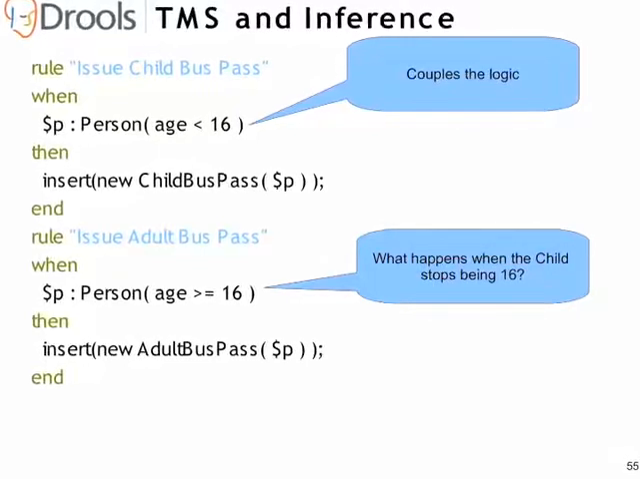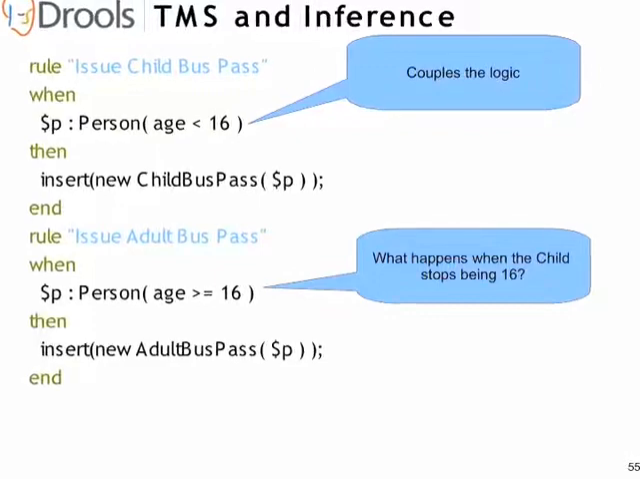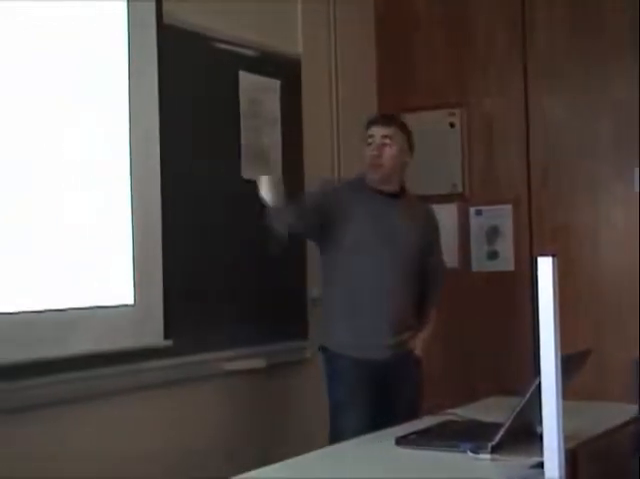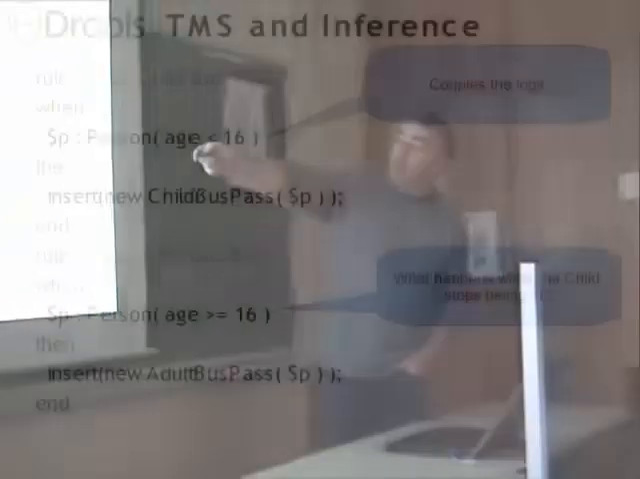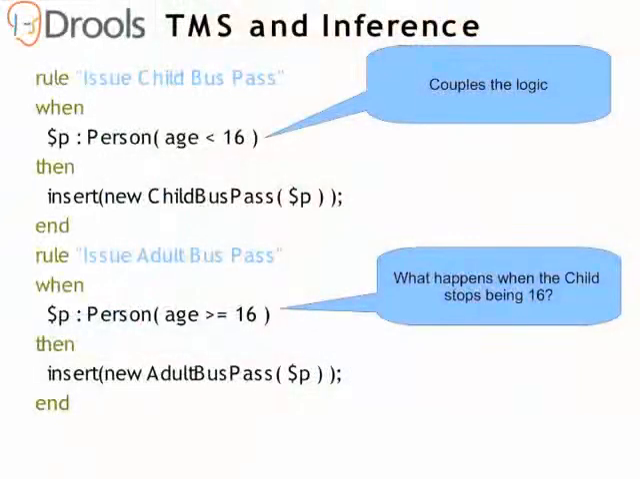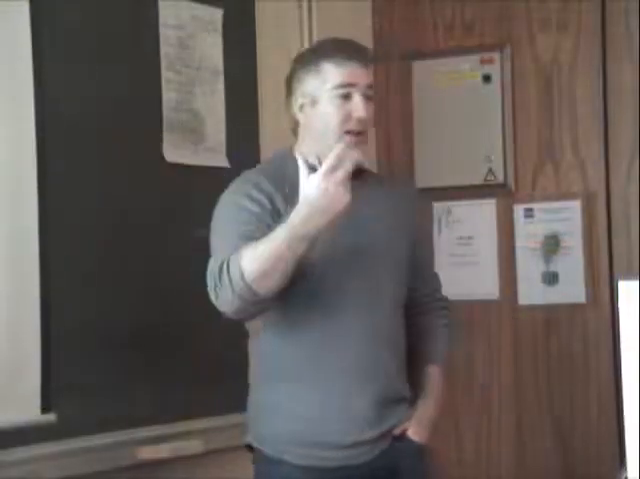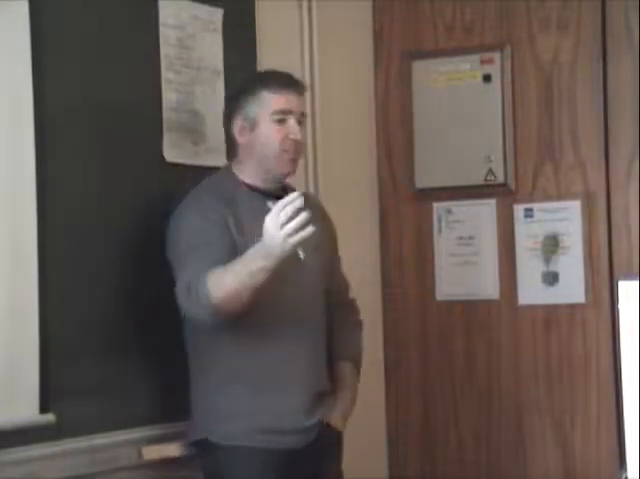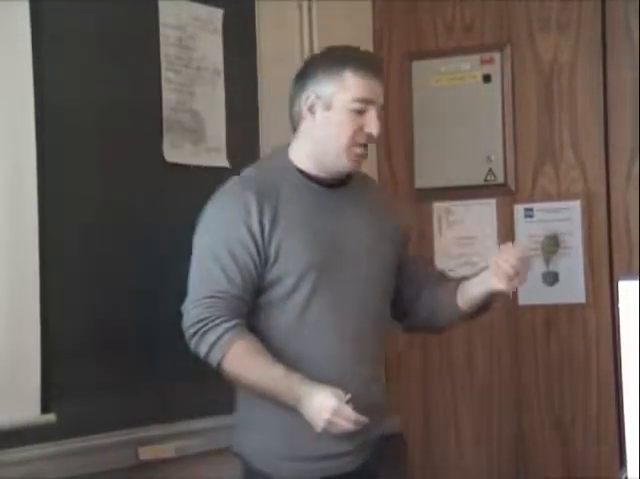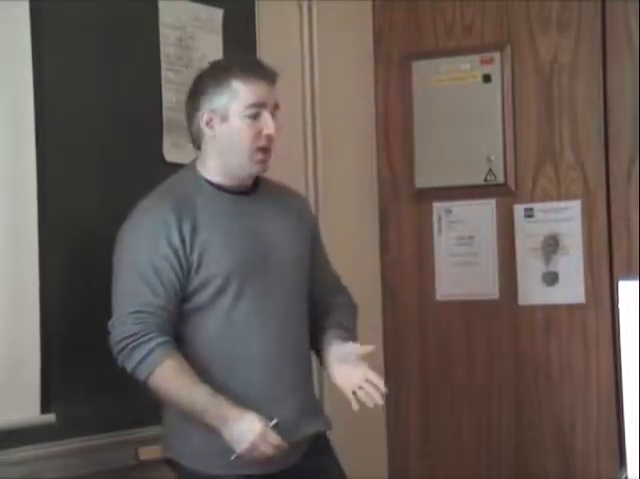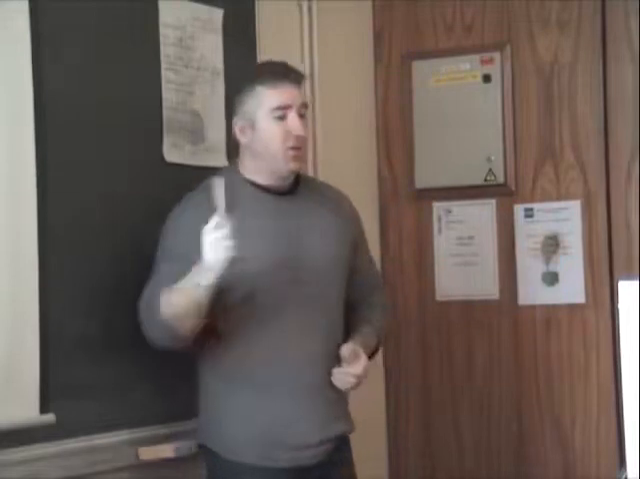So let's go through an example about issuing bus passes. So children have bus passes, and adults have bus passes. So what we're saying here is that when I have a person whose age is under 16, create a child bus pass for them. When I have a person who is 16 or older, give them an adult bus pass. This couples the logic, because imagine I've got a company, and the company is split in two. You have one department which chooses the policy, who is a child and who is not a child. And you have another department which issues the bus passes.